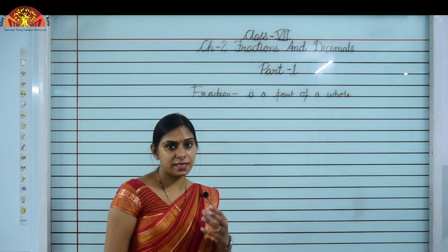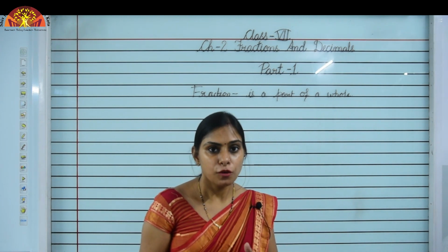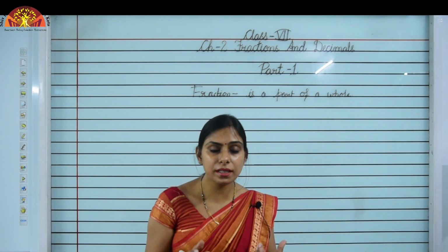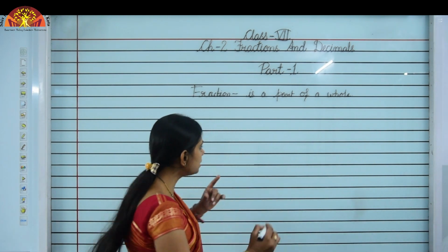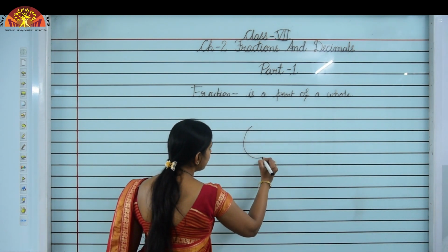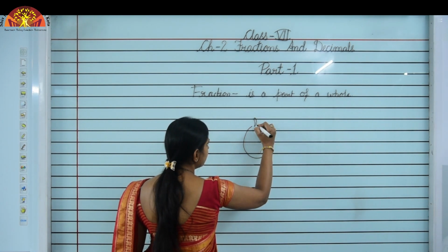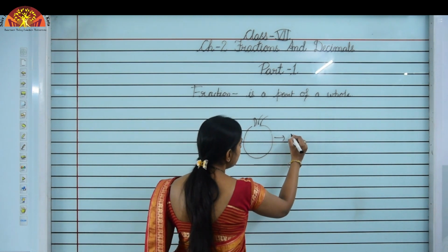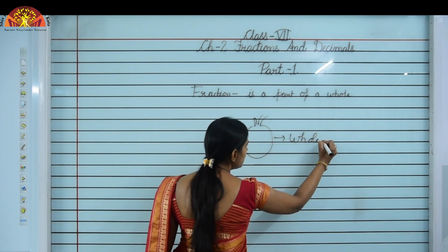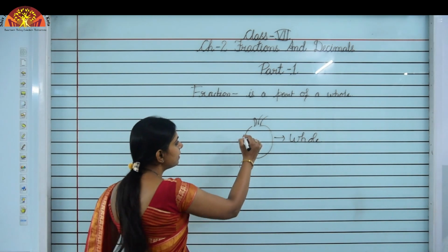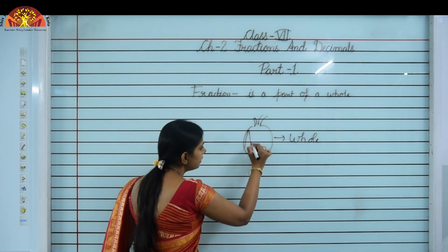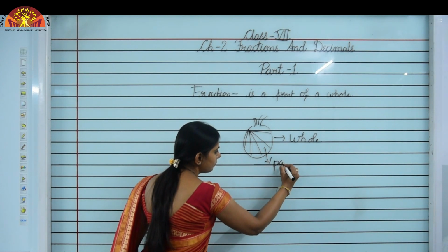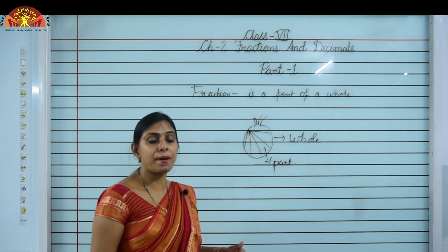Suppose one apple is there. आपके पास एक एप्पल है. When you are cutting it into slices, तो आप उस एप्पल को अलग अलग पार्ट्स में डिवाइड करो. तो एप्पल जब एक था, when the apple was single, it is a whole. Is it clear? और जब आपने इसको स्लाइसेस में कट कर दिया है, then it is a part. सो फ्रैक्शन इज अ पार्ट ऑफ अ होल.